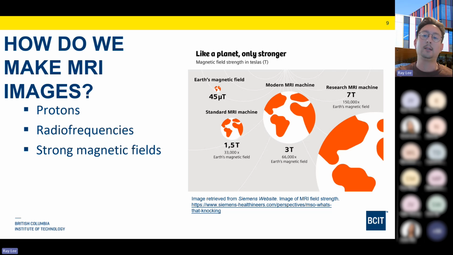And then, like I said, this strong magnetic field will help align the protons in the body. We send in radio frequencies to energize the protons, and then we stop the radio frequencies. The protons relax back to the state where they were before the radio frequencies, and then it emits an energy that is captured by an MRI coil or an antenna or a camera, and that's how we get our images formed.